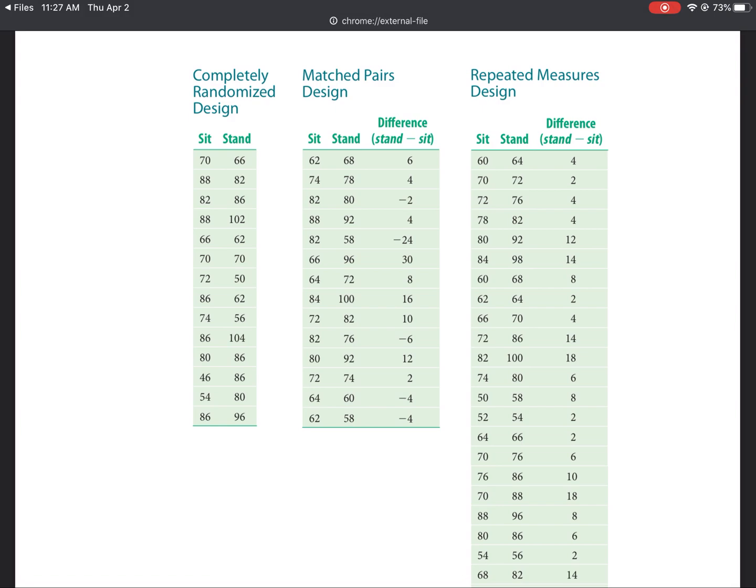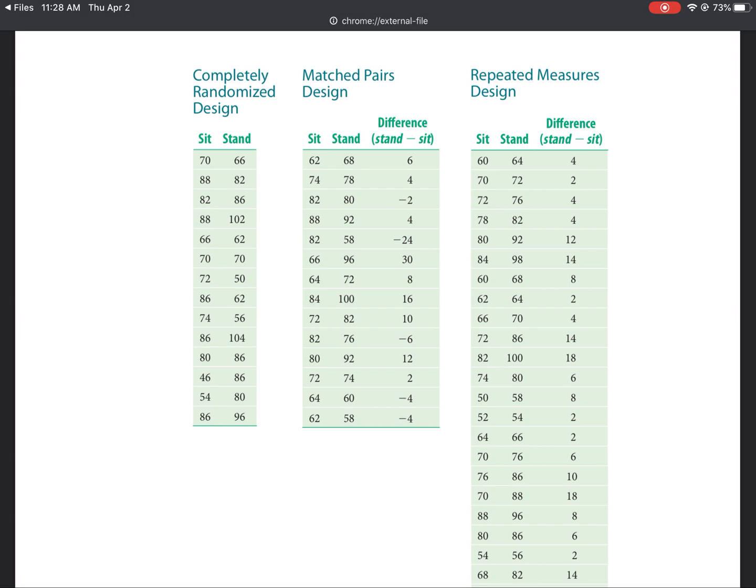That unfortunately doesn't take into account the overall difference that person to person has when it comes to their own heart rate. So maybe what I do first is try to get everybody's resting heart rate. And then after I get that resting heart rate, I pair them up with somebody who has a similar resting heart rate to them. That would be called a matched pairs design. You can see that half of the units were assigned to sit, the other half were assigned to stand, and unlike the completely random design, you will see that there's not as much fluctuation from person to person.